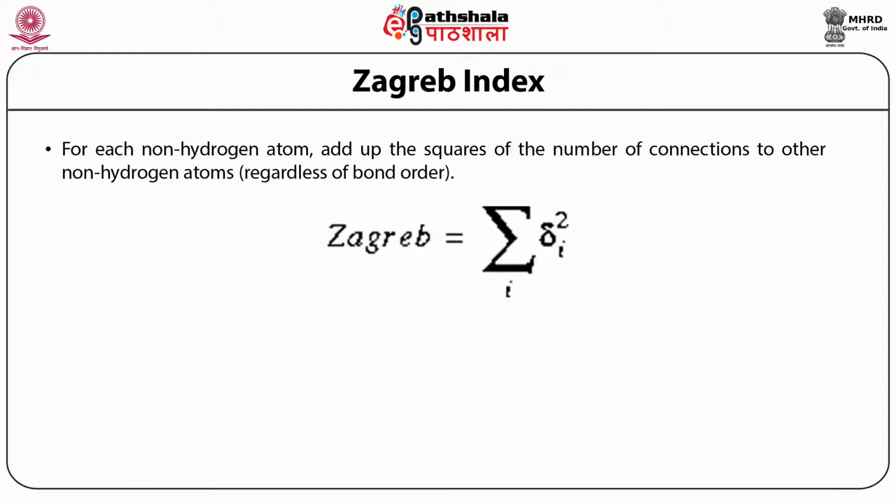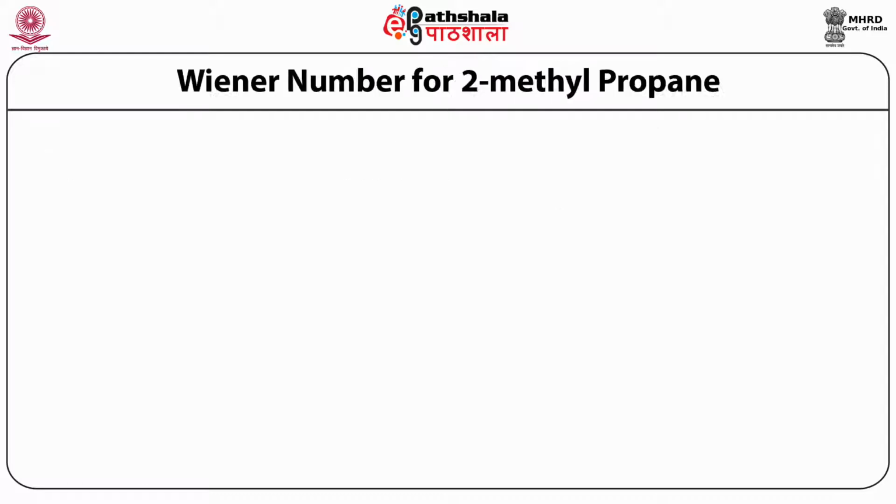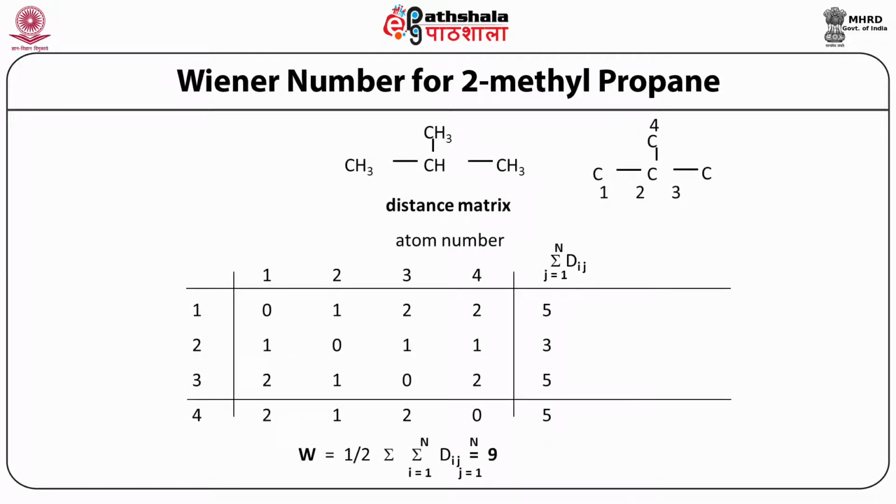In many cases, the Zagreb index has been used to predict some of the boiling points. Wiener number is another one, which I have shown here how one calculates. From the distance matrix shown at the bottom of the slide, I have shown how the propane structure, with atoms numbered 1, 2, 3, 4, is depicted in the matrix. So, the Wiener number for propane is 9.